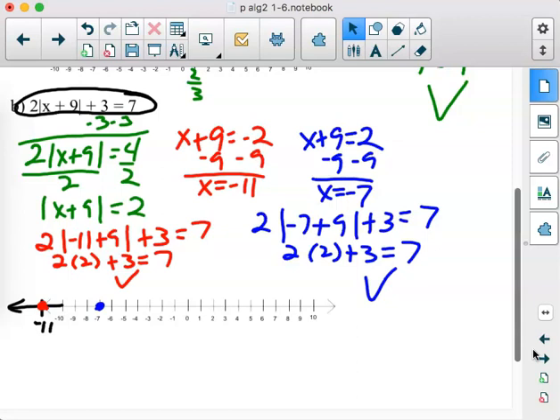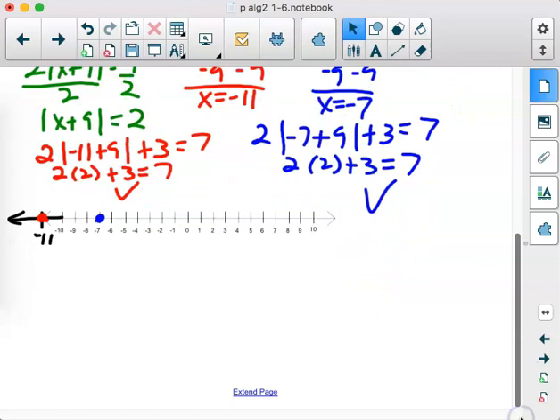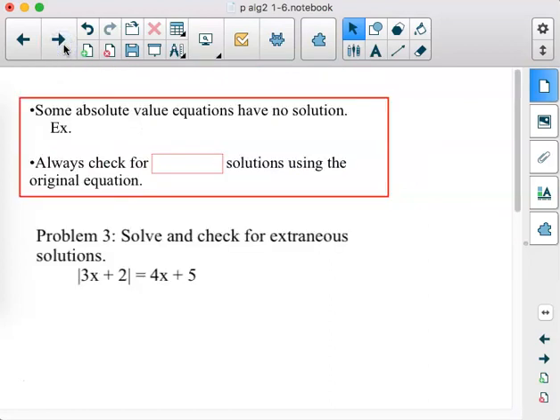It'll be good. So now comes the time when we need to talk about when are they going to try to slip a fastball right by us. Some absolute value equations have no solution. The absolute value of x equals -7. Wait a minute. Can absolute value ever come out negative? So we can't solve that.